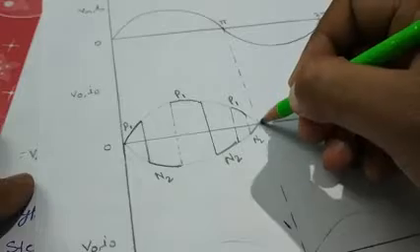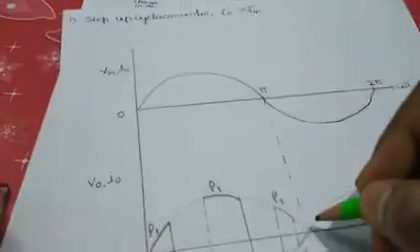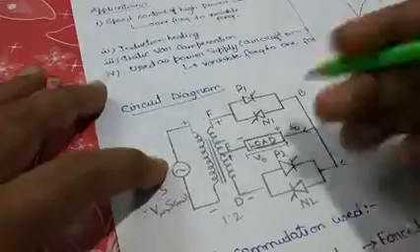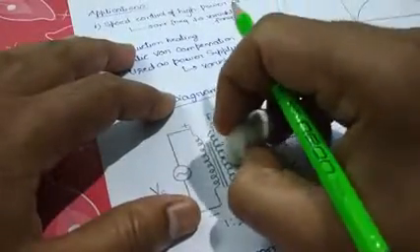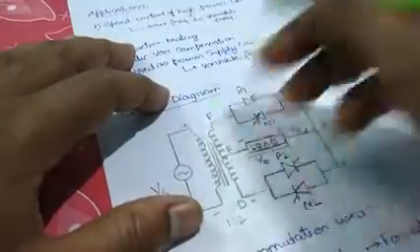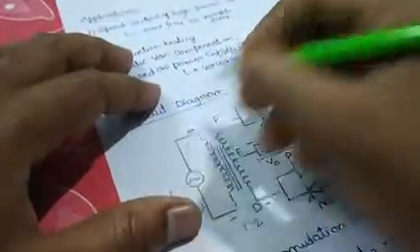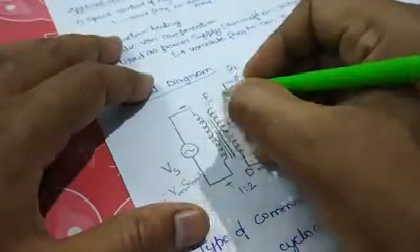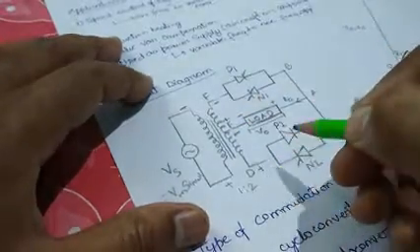Now at this point, what is basically happening? The input supply is getting reversed. Now this has become negative, and this has become positive. So this is plus, minus, this is plus, this is minus, and this is plus.